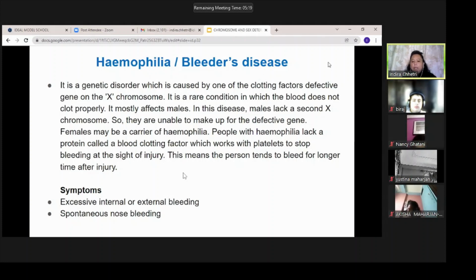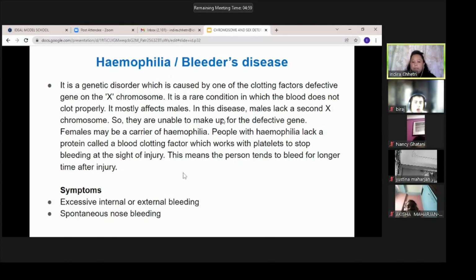For example, it's normal for us to get injury. It's normal for us to get cuts. And whenever we have injury or cuts, what happens? Blood flows out for some time. But then what happens after some time? Blood starts to clot. It becomes thick and stops to flow. But in case of those people who suffer from hemophilia, they have a problem in clotting of the blood.